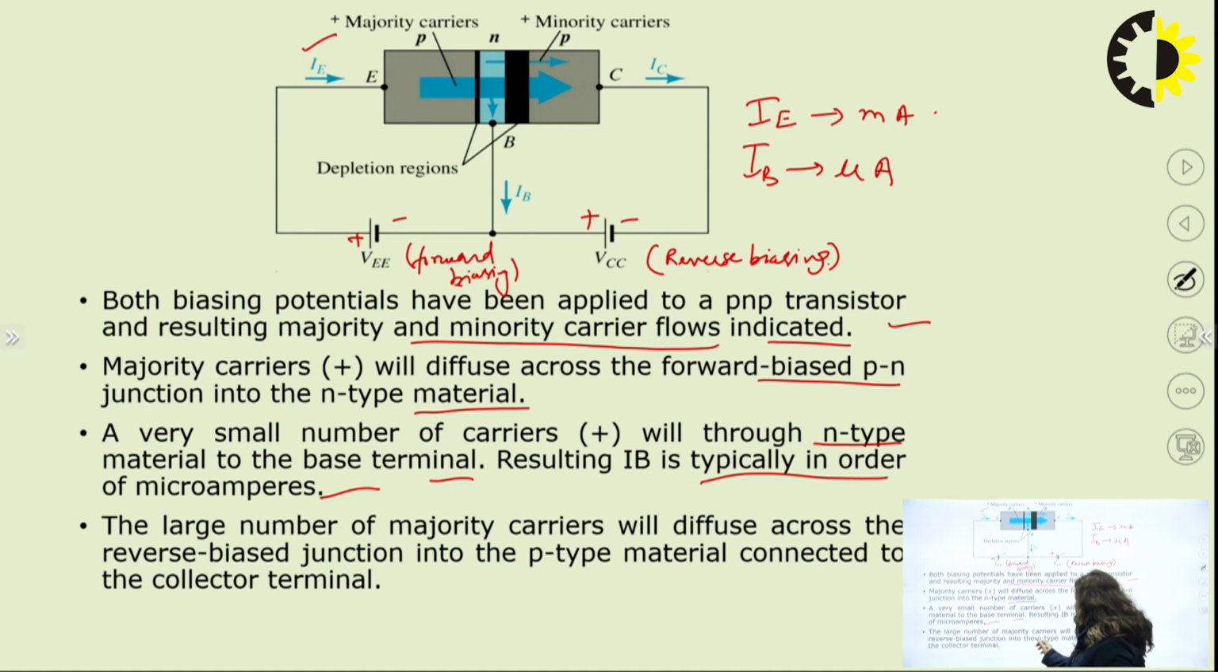A large number of majority carriers will diffuse across the reverse bias junction into the P type of material connected to the collector terminal. Because we are providing the negative terminal here, all the holes are attracted towards the negative, and similarly all the electrons are attracted towards the positive terminal. The number of electrons that cross here will give you some current, that is IB current, which is very less, and similarly the IC current, which is very less.